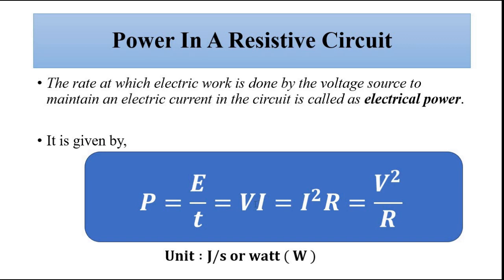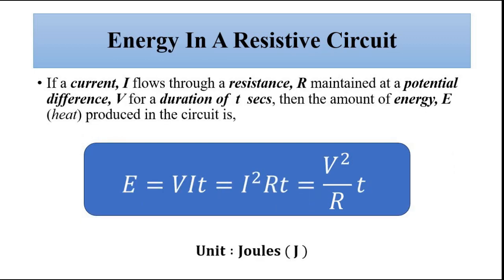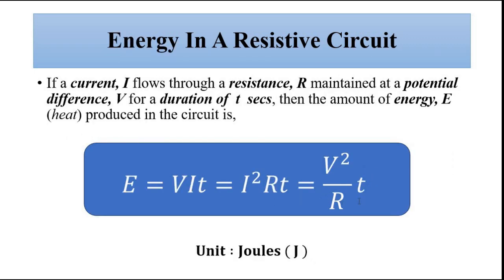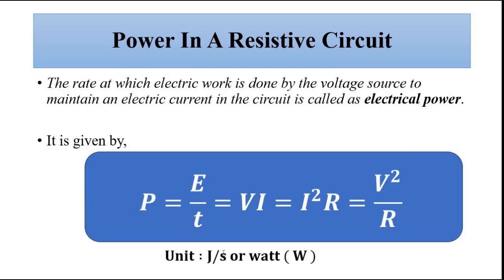So that is equal to VI, where it is VIt by t, I squared R, where it is I squared R t by t, and V squared by R, where it is V squared by R into t by t. So the time factor gets cancelled out. The unit of electrical power is joule per second, or watt. Okay, so this is about energy and power in a resistive circuit. In a quick way, I'm not going into the details.